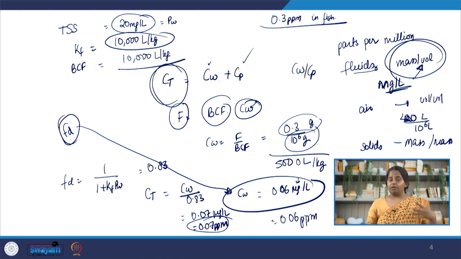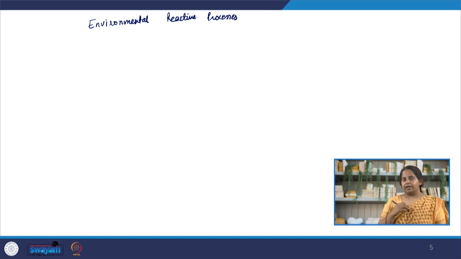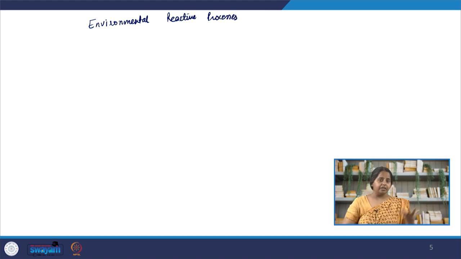Okay, students, this is all I wanted to cover for environmental non-reactive processes. Next, we are going to cover environmental reactive processes. Environmental reactive processes is when a chemical reaction is happening and we need to incorporate that in our model, either in our ODE model or in our mass balance model.